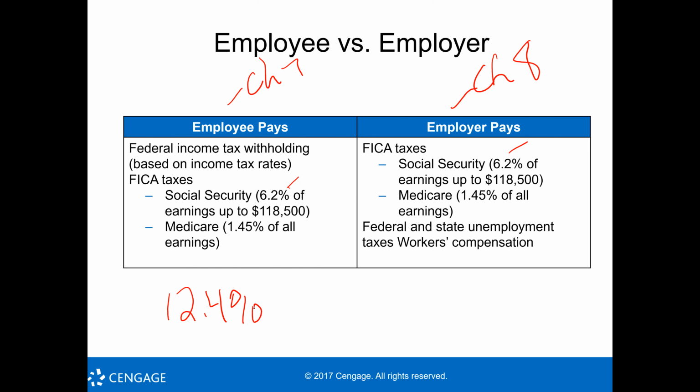And then Medicare, 1.45%, employer 1.45, so 2.9% being paid in to Medicare. And then also the employer pays federal and state unemployment taxes. So this is FUTA, F-U-T-A, FUTA, and SUTA, right? Federal unemployment tax, state unemployment tax.